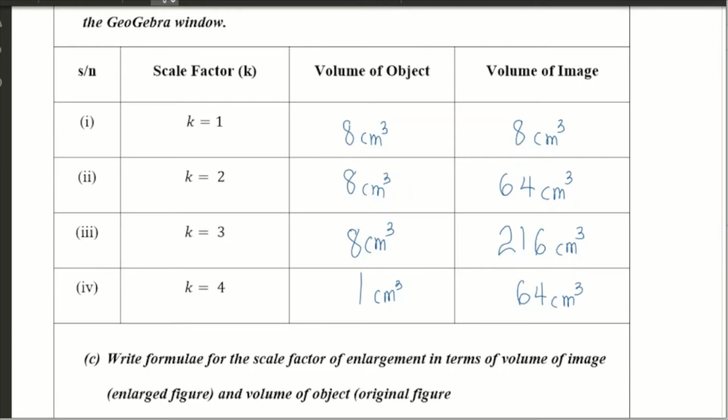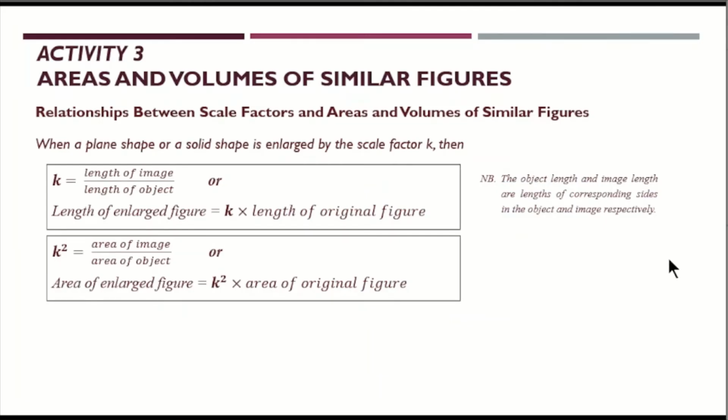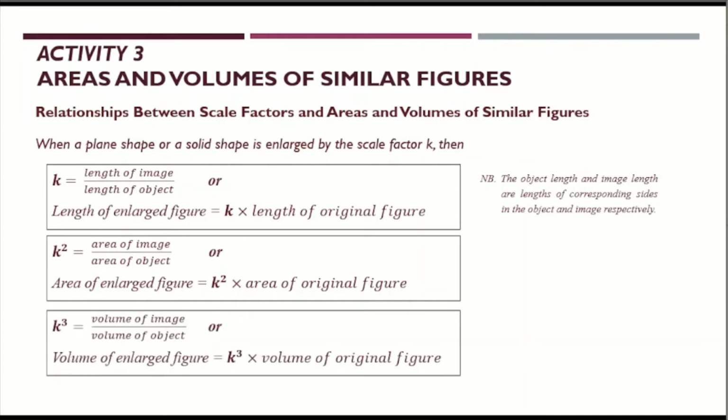Now if you are able to do that carefully, you would notice that we can come up with a relation like this, whereby when the scale factor is cubed, it will be equal to the volume of the image divided by the volume of the object. Or in other words, if you want to find the volume of the image, you would have to cube the scale factor, or give it an exponent of 3, then you multiply the result by the volume of the object.